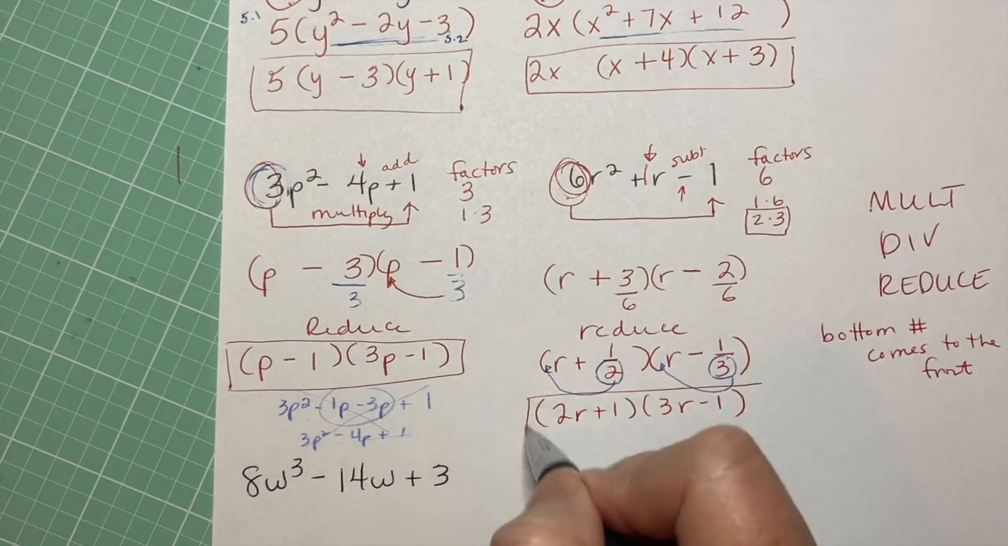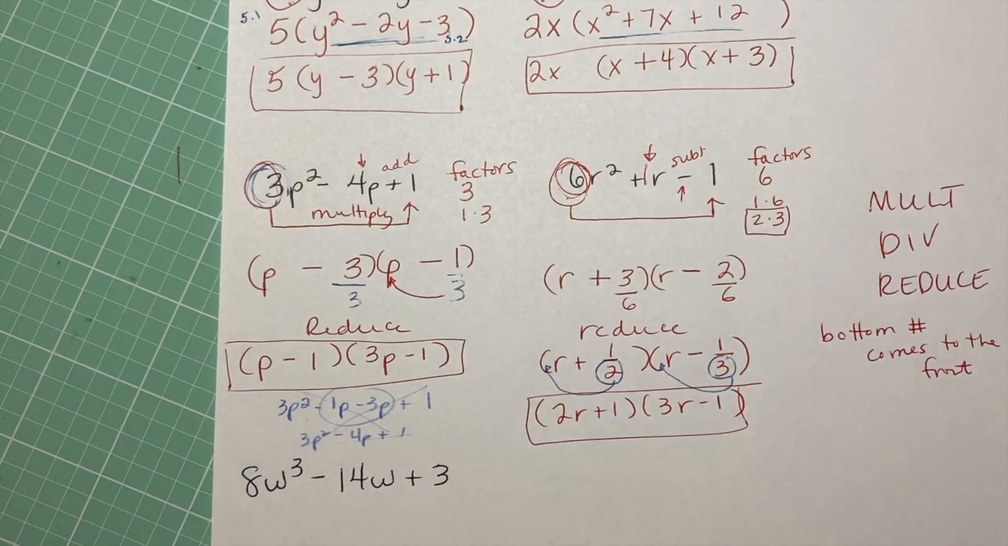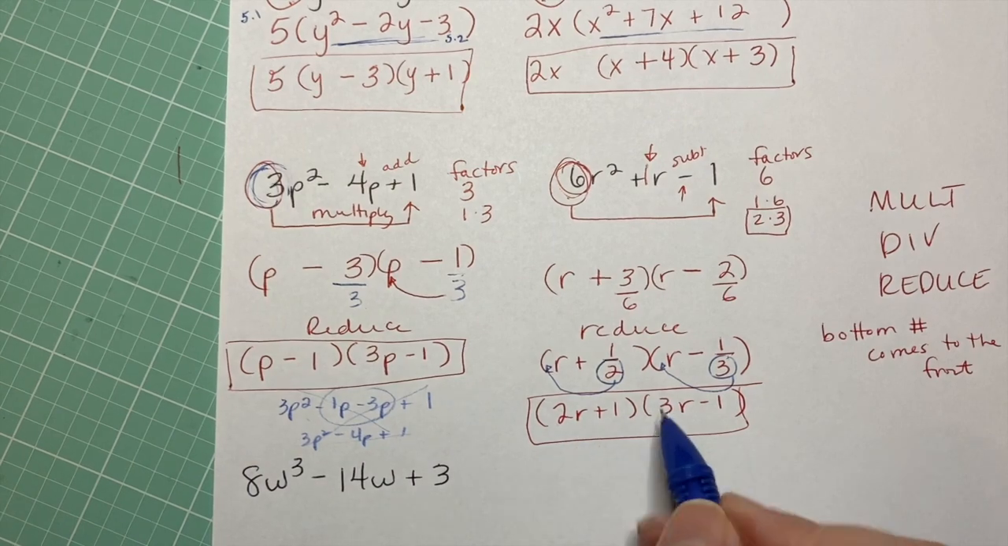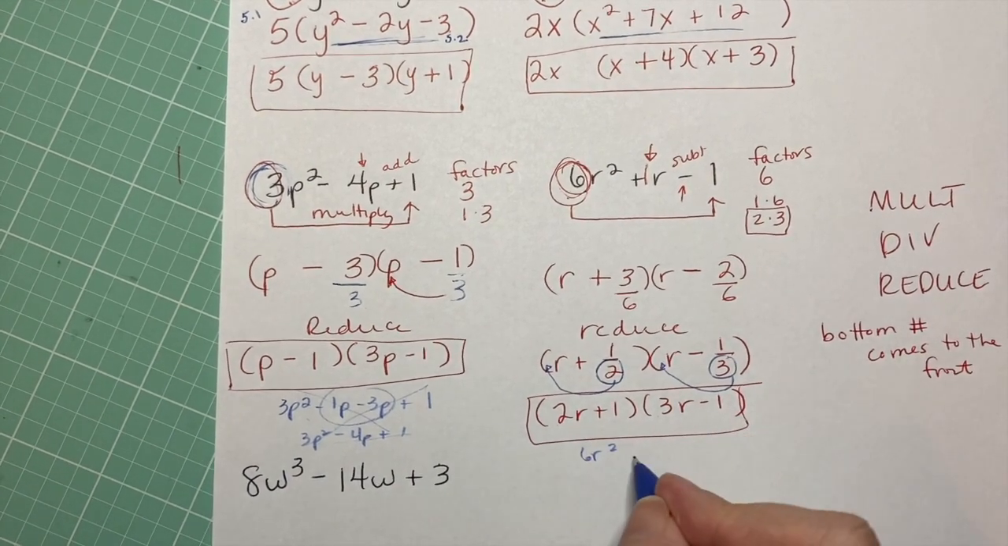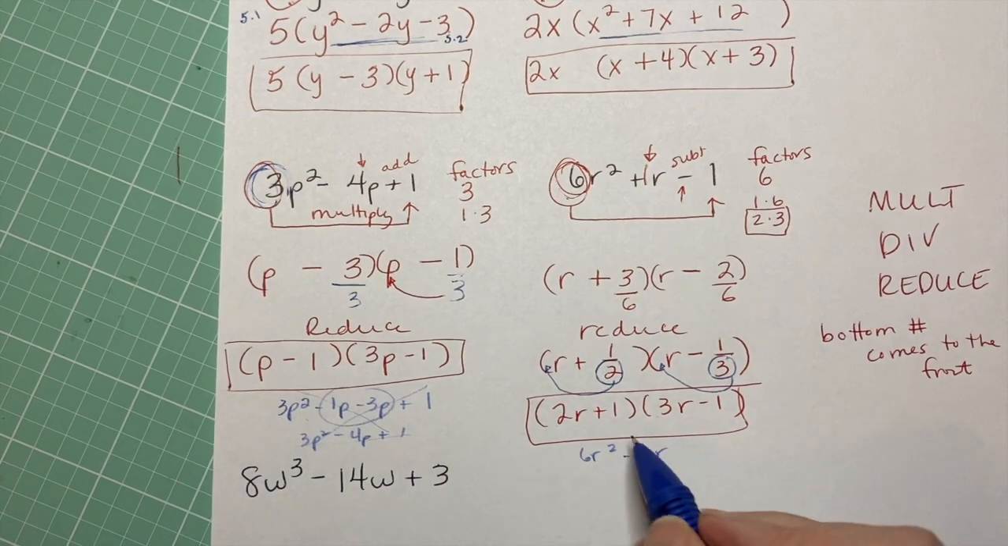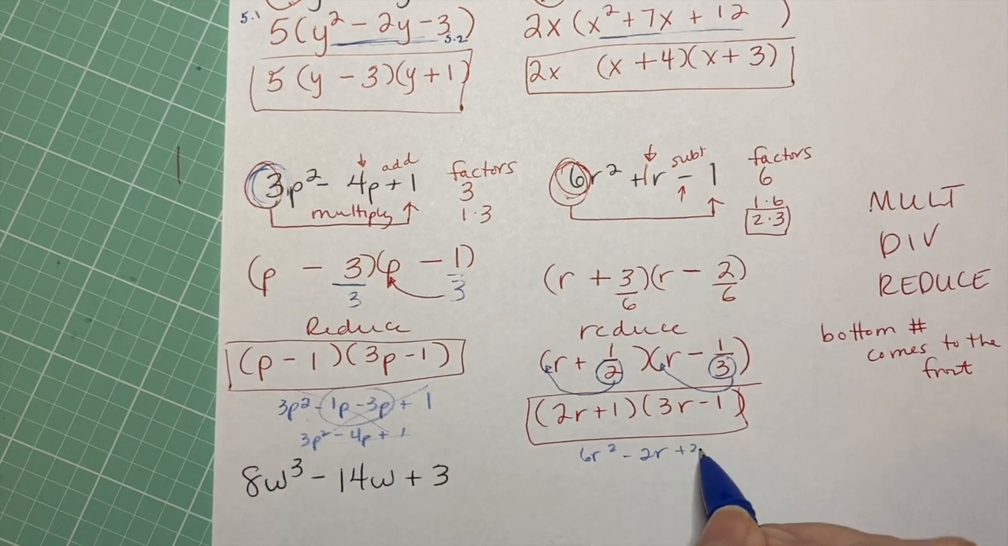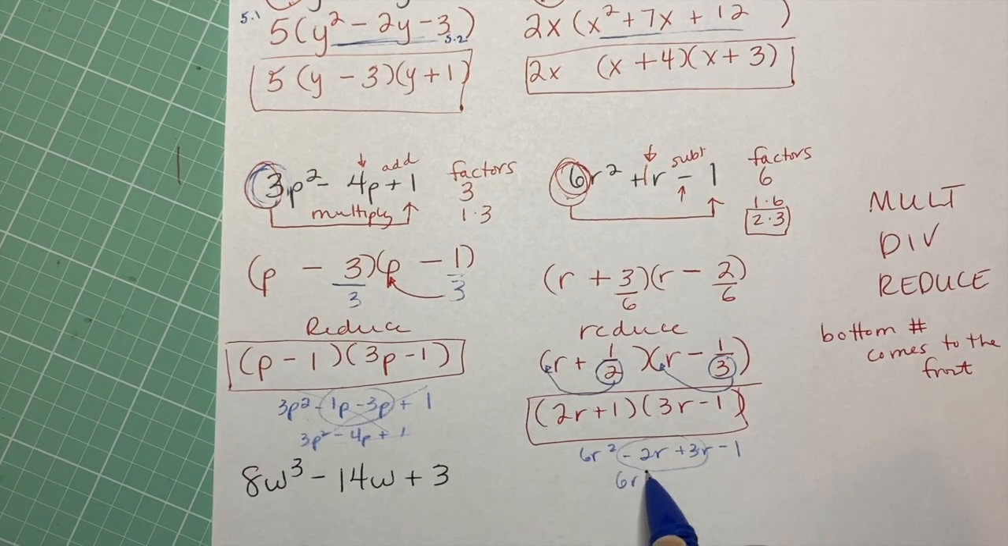And that's your answer. But again, if you want to check it, let's multiply it back out. 2R times 3R is 6R squared. 2R times -1 is a -2R. 1 times 3R is a plus 3R. And +1 times -1 is a -1. Those will add together, leaving you 6R squared plus 1R minus 1. So we know we did it correctly.